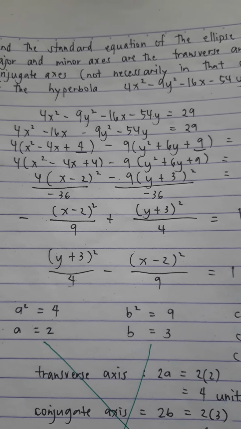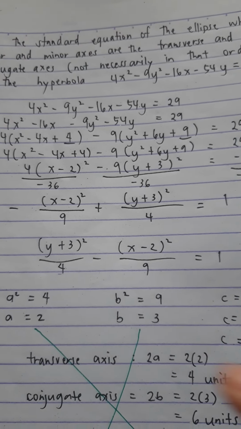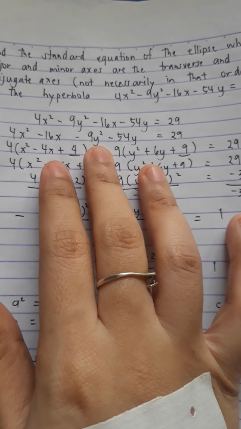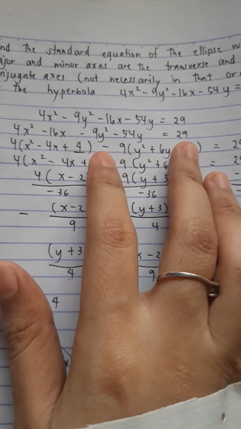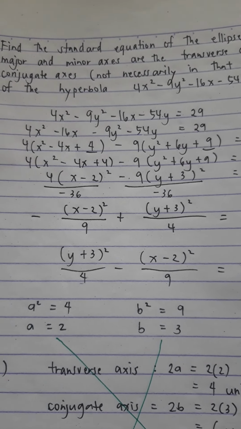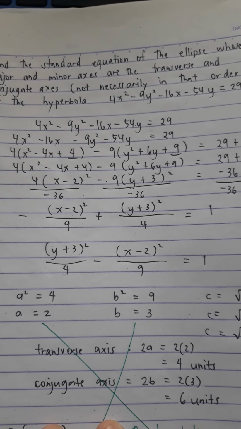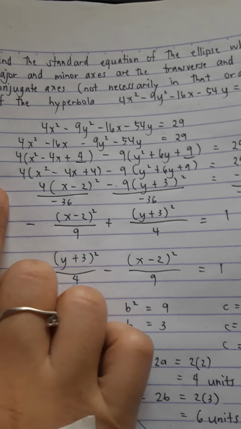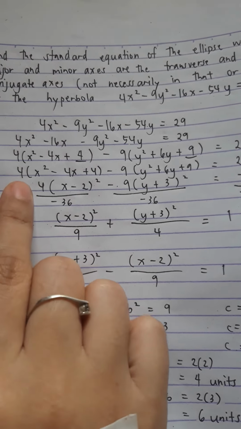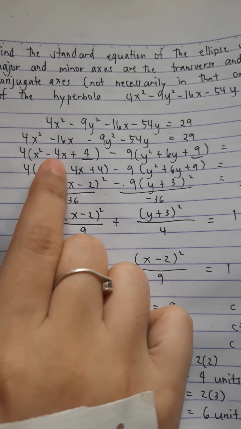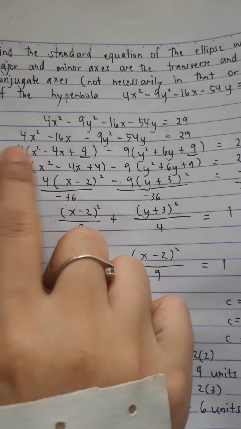What we have to do now is rewrite it into its standard form. So we have 4x squared minus 16x minus 9y squared minus 54y equals 29. What we did is we grouped x's and y's. So the next step will be complete the square. So we factor out 4 from 4x squared, that is 4x squared divided by 4, we have x squared, minus 16x divided by 4, that is 4x, plus completing the square.